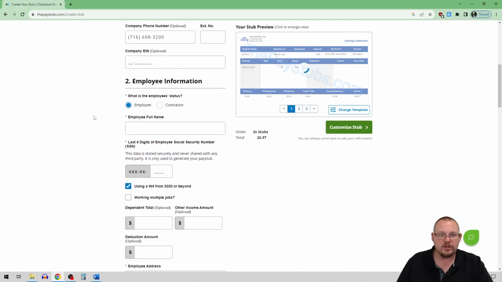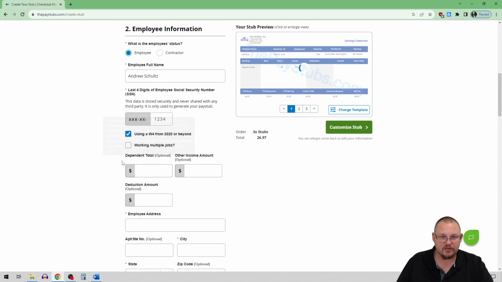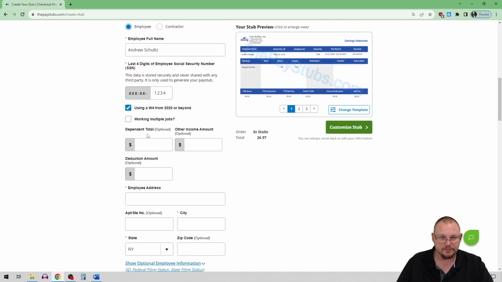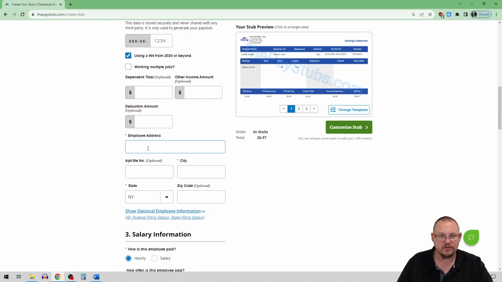Now we need to actually fill in the information as to who our employee is. And by the way, this is updating over here on the right side of the screen as I am going through and typing in the information. You can see that it's already dropped our company logo and address information there. We're going to go ahead and generate a fake pay stub for me. We're going to say that the last 4 digits of my social security number is 1234. And obviously there are some boxes here that we can fill in for dependents, for other income, for deduction amounts, things of that nature. Let's go ahead and put in a fake address here.